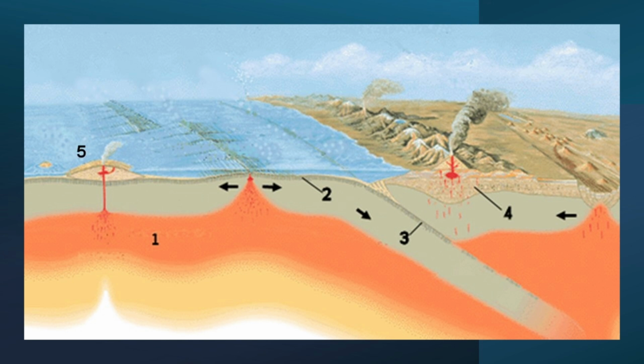Number 5 represents a hotspot volcano. This is located in the middle of the ocean, and this one has a direct conduit or pipe leading right into the mantle. So because it's on an oceanic plate, it is going to exude a basalt lava.